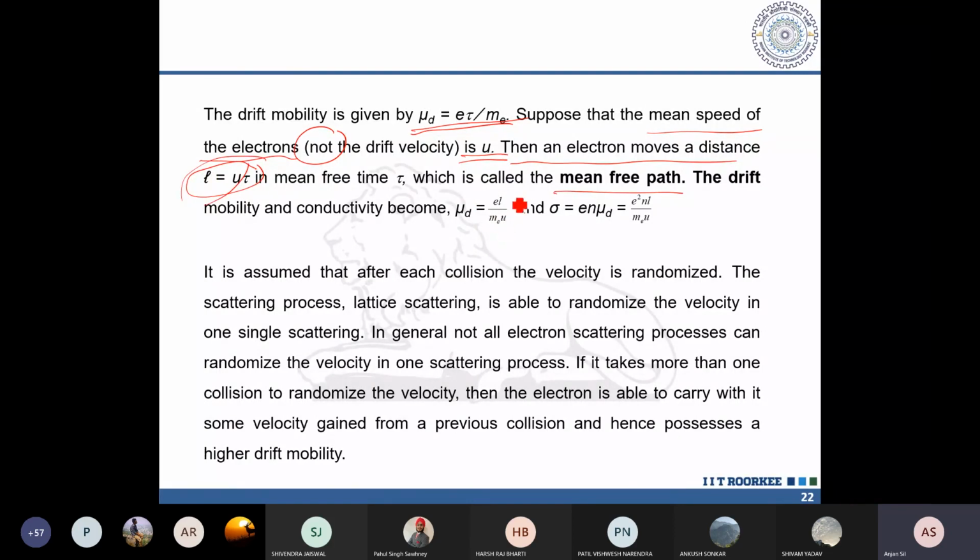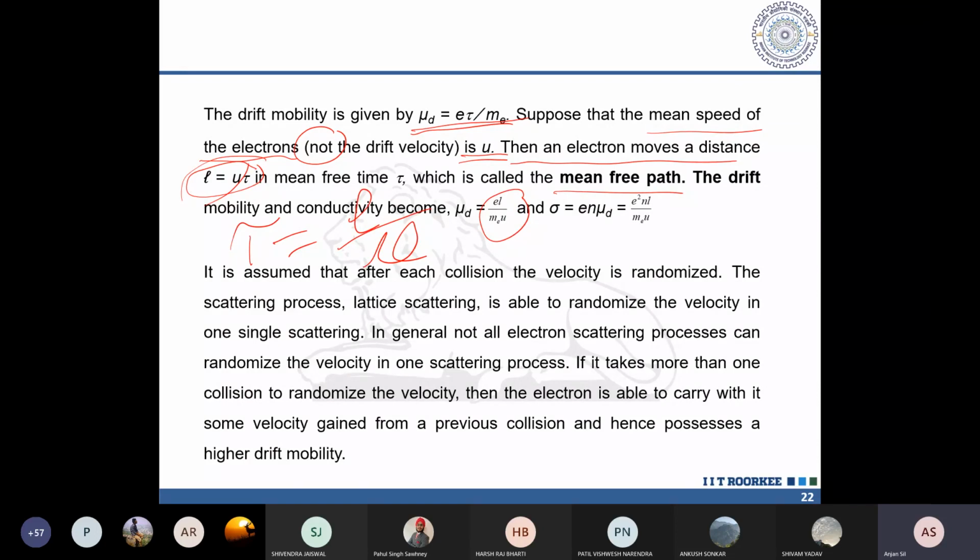Now you can express it in terms of, earlier it was e tau by m e, from there. So you replace tau is equal to what? Tau is equal to L over u. So if you put L over u here, you are introducing mean free path into the drift mobility. You understand?